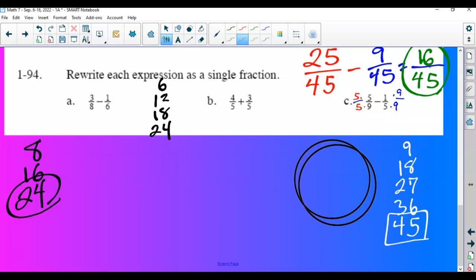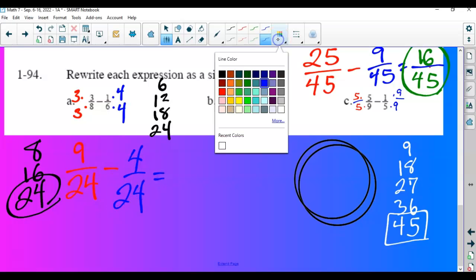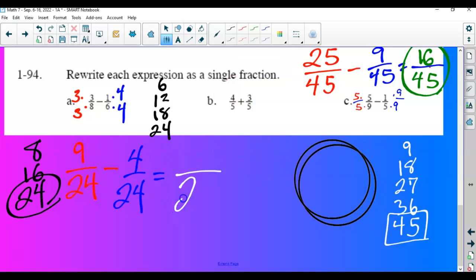Guys, I sure hope you're listening because there will be a question just like this on the mastery. So this is really 9/24 minus, we would do times 4 over 4 minus 4/24. And then because our denominators are the same, just like what Ivan told us, once they're the same, they stay the same. We subtract the top. Yep, that's how much pizza we have left.